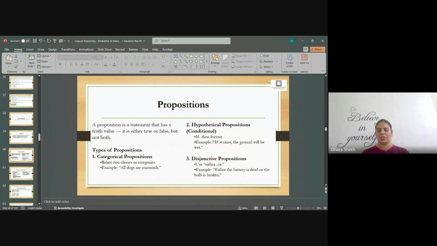Hypothetical or conditional propositions, if-then format. If it rains, the ground will be wet. And the last one is disjunctive. That is either or. Either the battery is dead or the bulb is broken. So 3 kinds of propositions. Categorical ones relate to categories, and they are the ones which we will talk about the most today and tomorrow. Hypothetical propositions are if and then, if something happens, then the result or the conclusion will follow. Disjunctive propositions give us 2 options, that one of the 2 things happened. That's why they are called disjunctive. Okay.